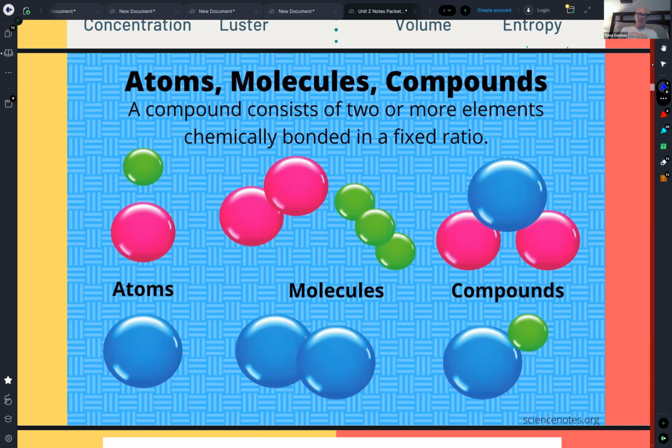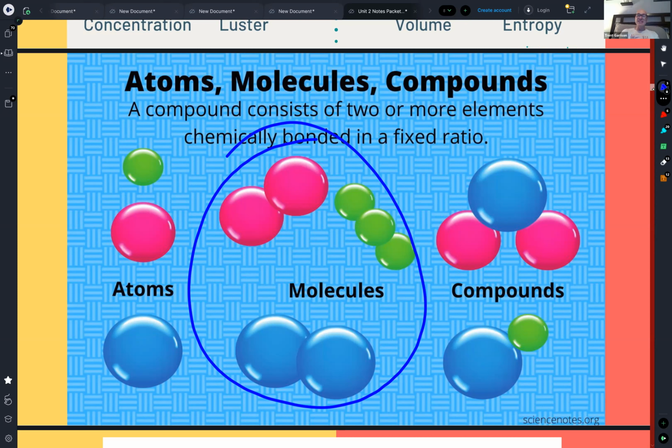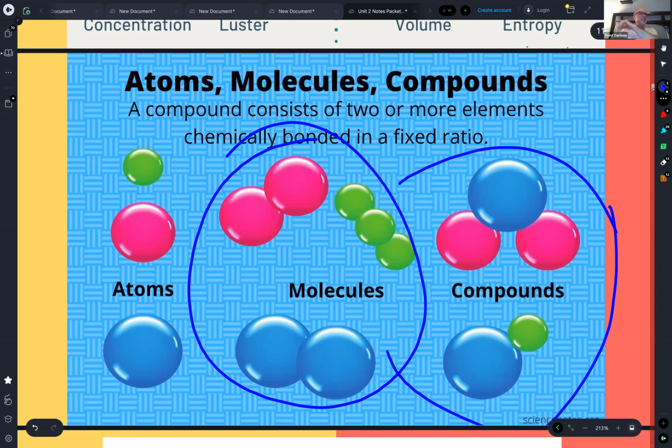So we need to be able to distinguish. All compounds are molecules, but not all molecules are compounds. Let's make sure. Everything is a molecule. If you combine them together, everything is a molecule. If it is different, it is a compound. Let's just say it that way and make it simple.